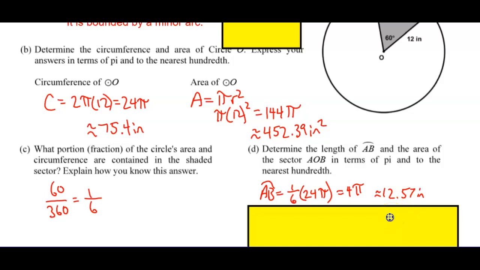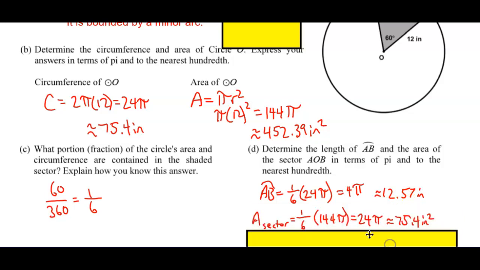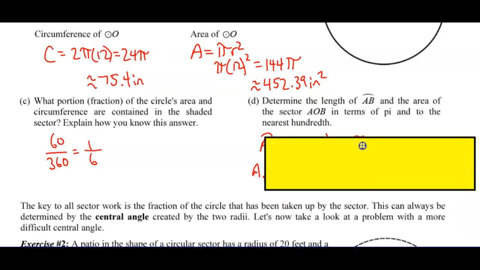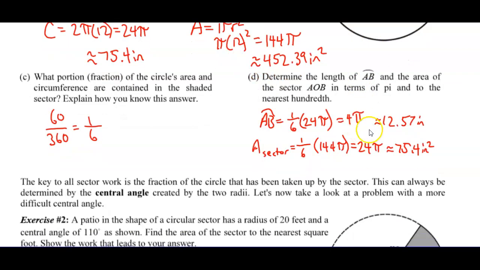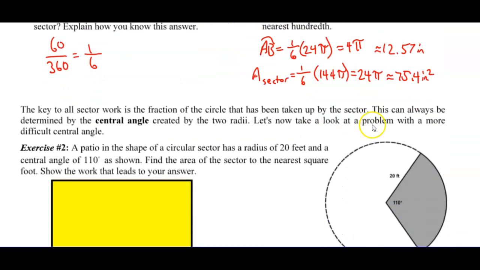And we can do the same thing with area. If I want to know the area of the sector, I'm doing 1/6 times the total area. That gives me 24 pi, or 75.4. All right, so anytime we need to know an arc length or a sector area, we just want to use the entire circle and then establish a fraction to multiply by.